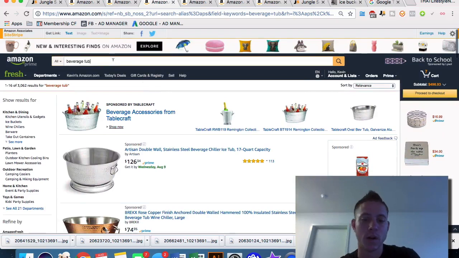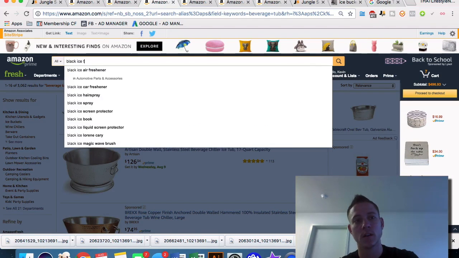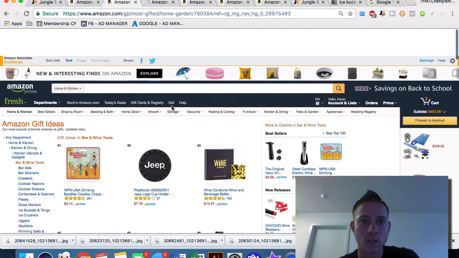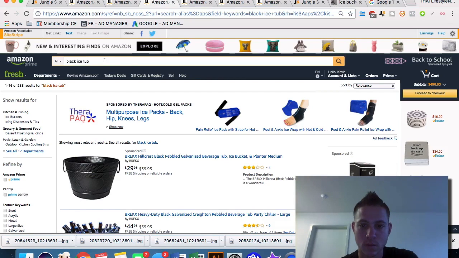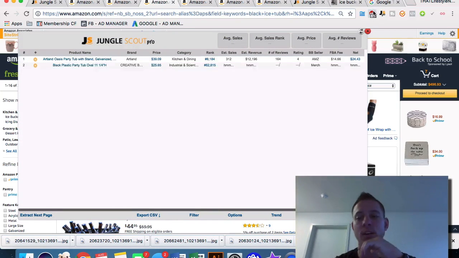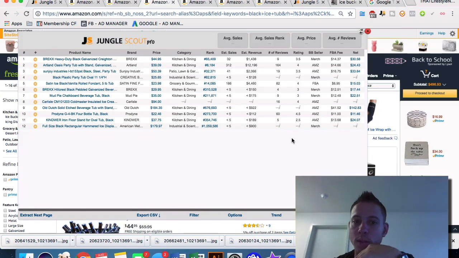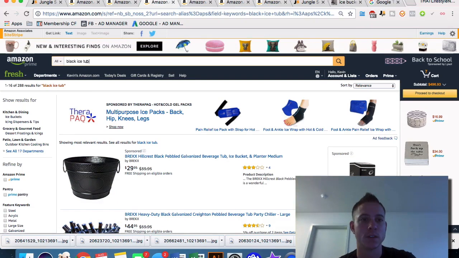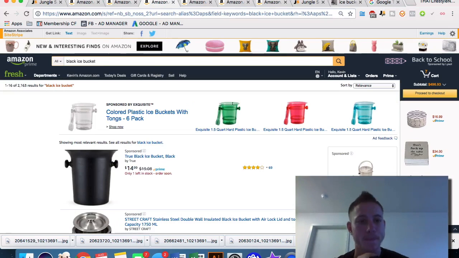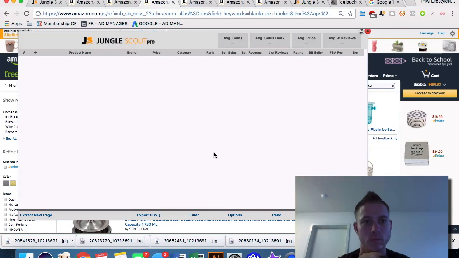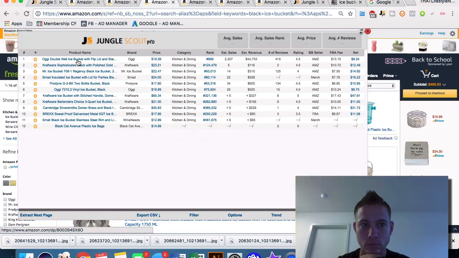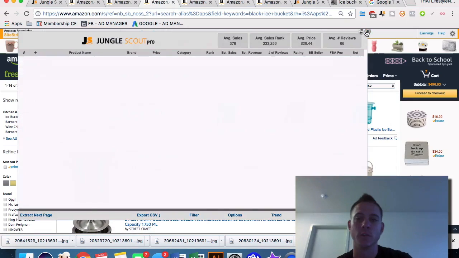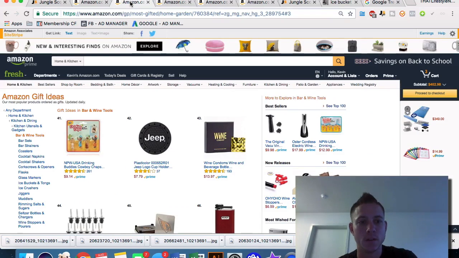So let's try one more with the black ice tub. Was it called an ice tub or an ice bucket? Black ice tub. You can tell that this one is probably going to be a bit lower, which it is. Let's try bucket because I think that was the actual word. Right, so here we go, $44,000 a month with 415 reviews. Probably not one that we're gonna want to compete in.